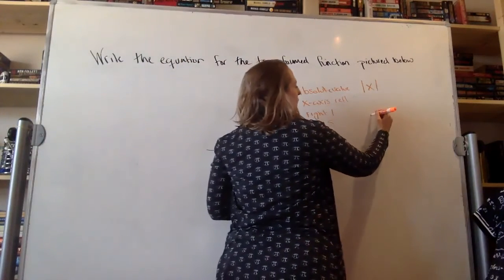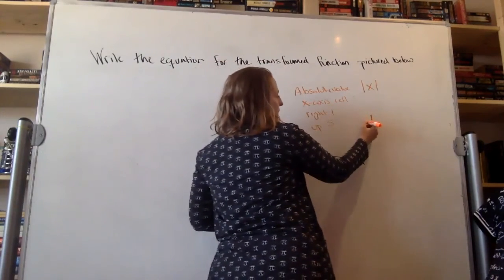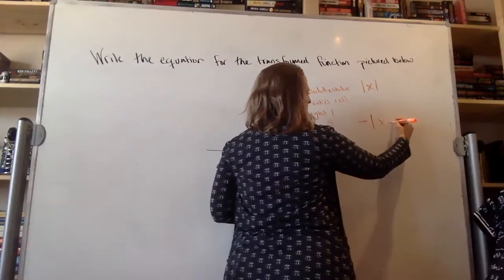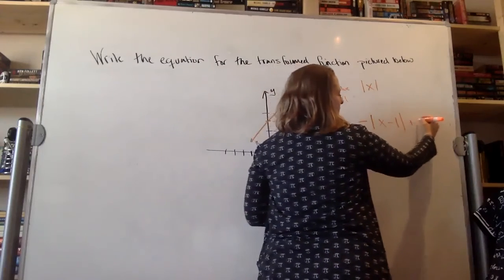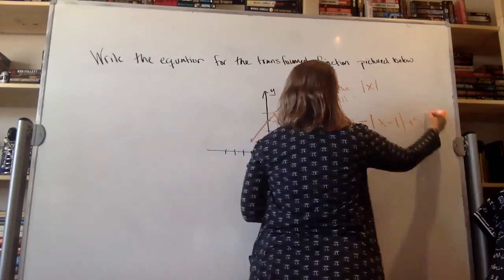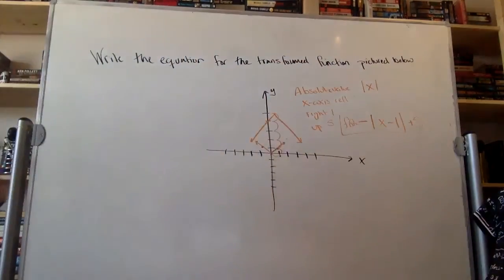Let's see if we can write the equation that would do that. An x-axis reflection is a negative out in front. Right 1 means I want to go minus 1 inside with the x. Up 5 means I'm going to add 5 on the outside. So here is our equation: f of x equals negative absolute value of x minus 1, plus 5.